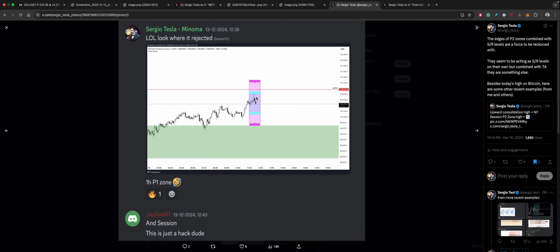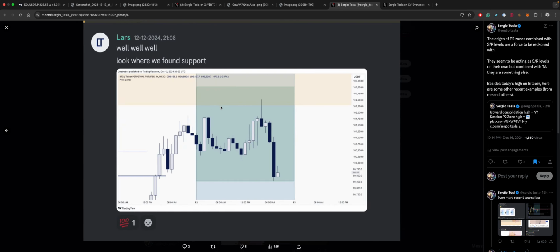Here was me messing around with 1 hour pivot zones. I'd never used them before, and then someone said, oh, they actually work pretty good. And then I saw it actually rejected from the 1 hour P1 zone. It was also the session P1 high, and that's actually also a good one. I haven't even discussed that. I don't think I have an example of that either, but if you have a daily P2 zone high and a session P2 zone high, that's actually great confluence for resistance, for example.